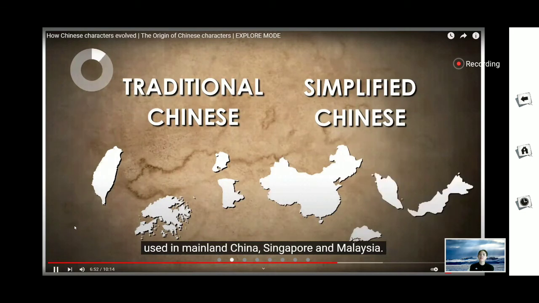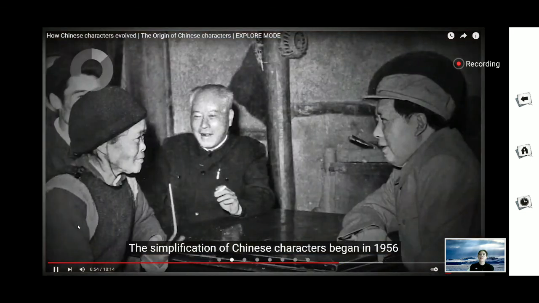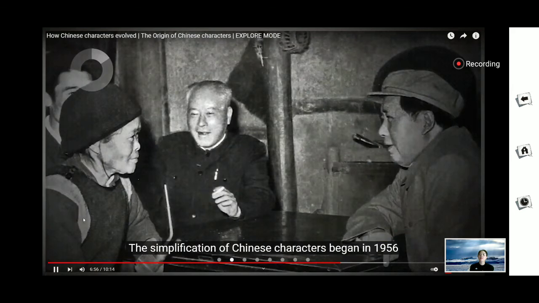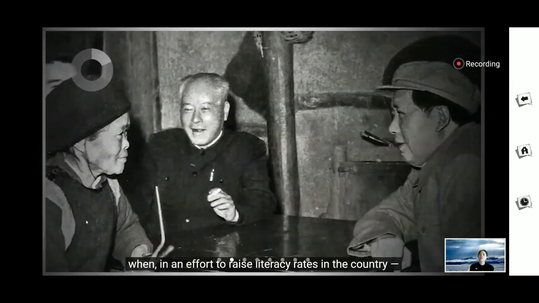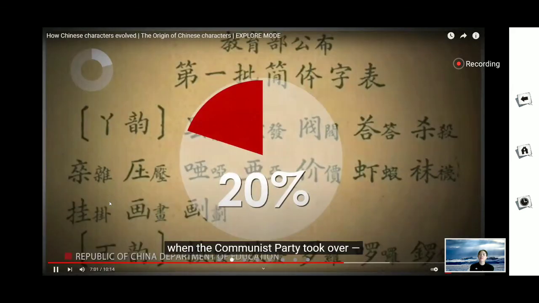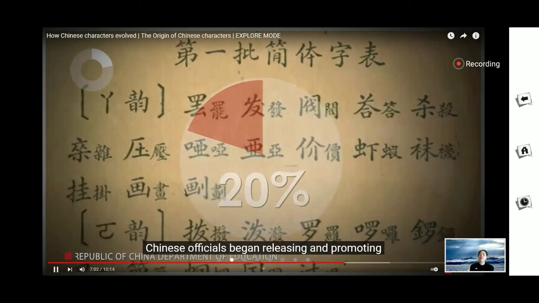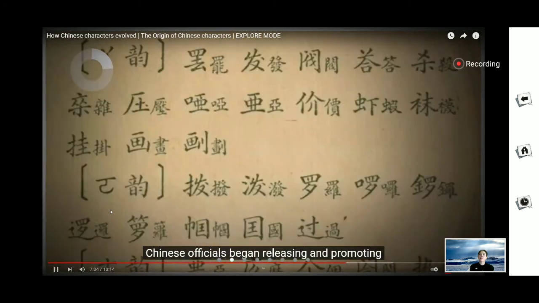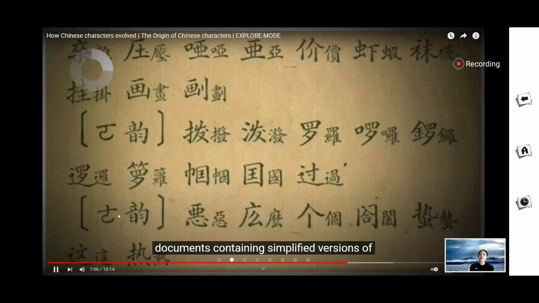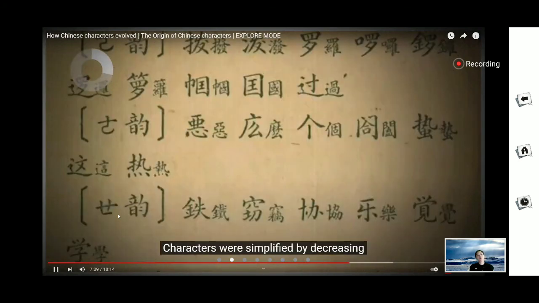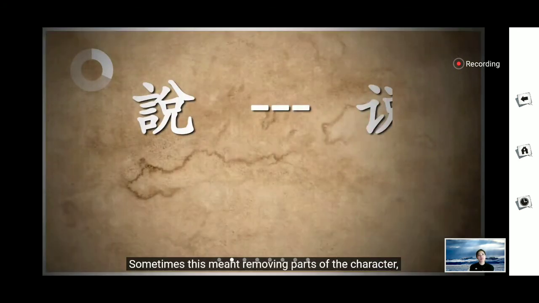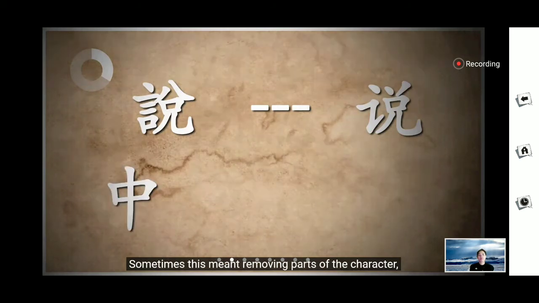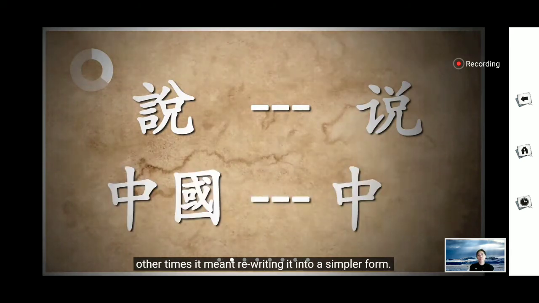The simplification of Chinese characters began in 1956, when, in an effort to raise literacy rates in the country, which was at 20% when the Communist Party took over, Chinese officials began releasing and promoting documents containing simplified versions of Chinese characters. Characters were simplified by decreasing the number of strokes per character. Sometimes this meant removing parts of the character, other times it meant rewriting it into a simpler form.